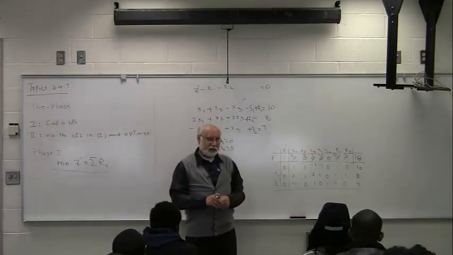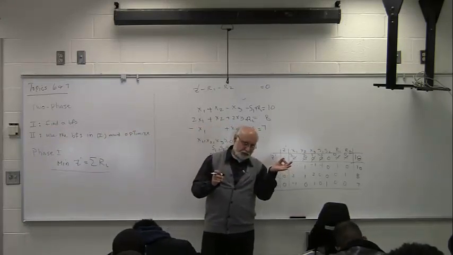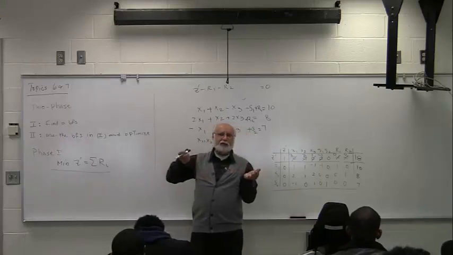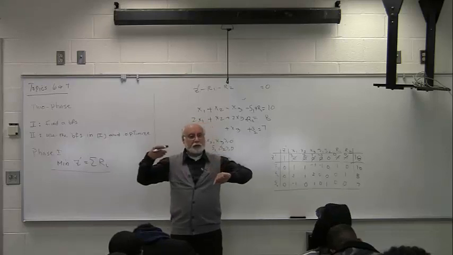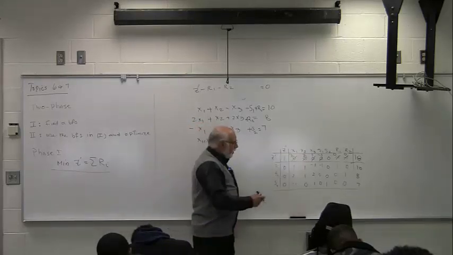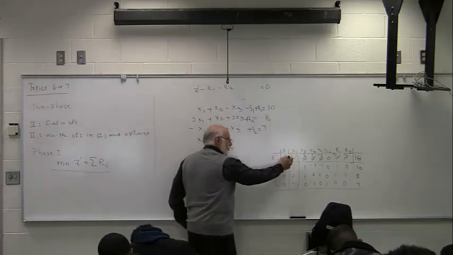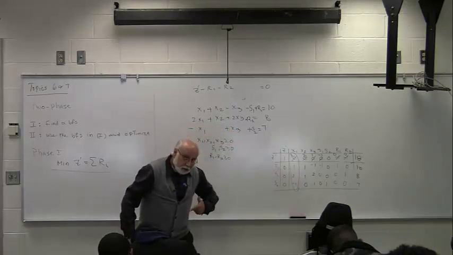However, this is a minimization problem. The only difference between minimization and maximization is that in a maximization problem, you look for the most negative. In minimization, you look for the most positive. In this case, you look in here. That's the most positive value. So this is your pivot column.